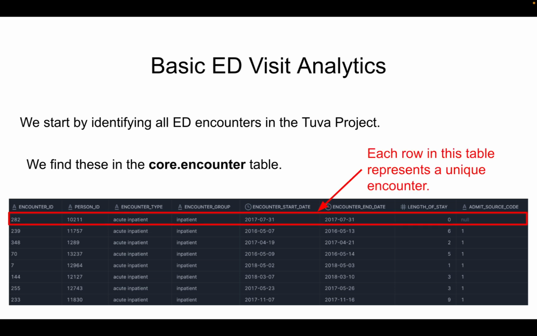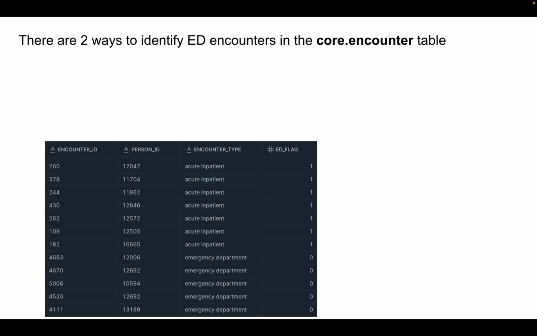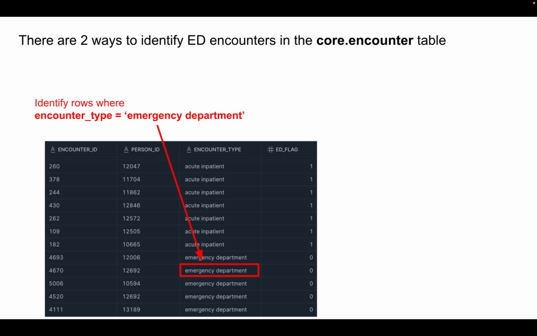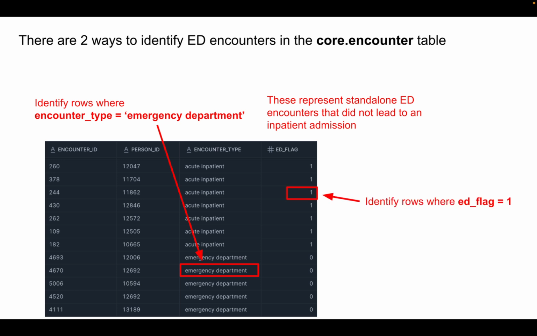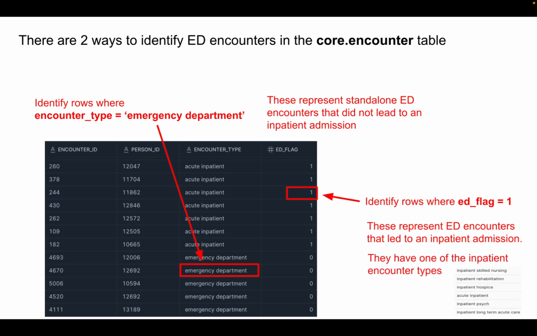Each row in this table represents a unique encounter, and there are two ways to identify ED encounters in the core.encounter table. One way is to identify rows where encounter type equals emergency department. These represent standalone ED encounters that did not lead to an inpatient admission. Another way is to identify rows where ED flag is equal to 1. These represent ED encounters that led to an inpatient admission. So they have one of the inpatient encounter types associated with them.